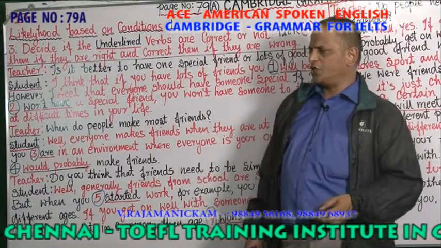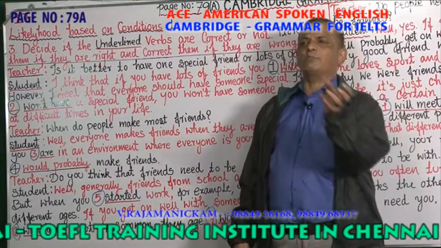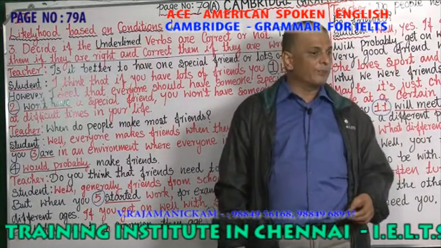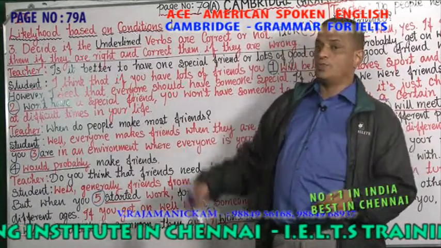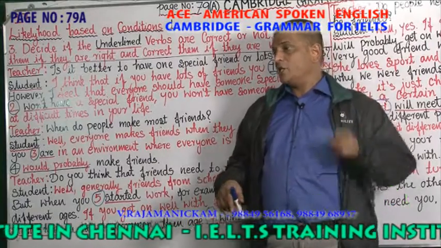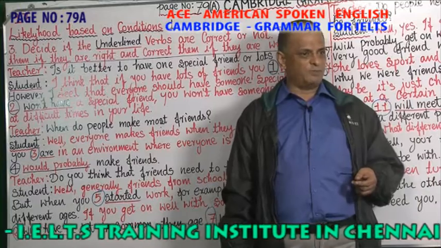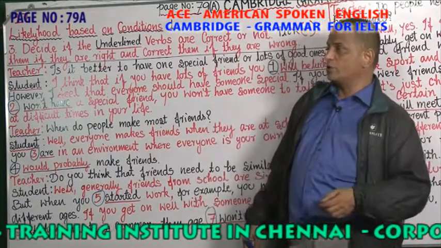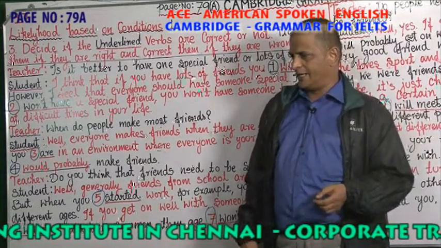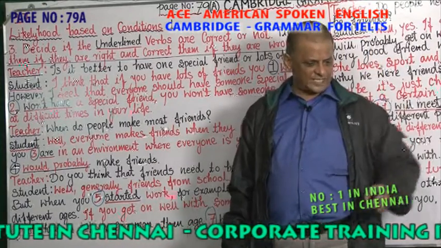What is the first condition? If something is there, something may happen in future. If you study well, you will get good marks, high possibility. If you study well, you would get good marks, less possibility. If you study well, you could get good marks, less possibility. This is called the first condition.